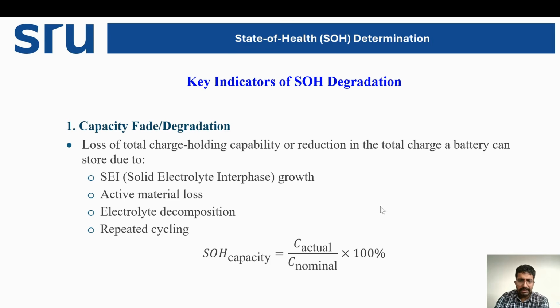It is expressed simply as the actual storage capability divided by the rated capability, that is, the storage capability of the newly built battery. So this is the state of capacity. State of health, with subscript capacity, is what we are considering.